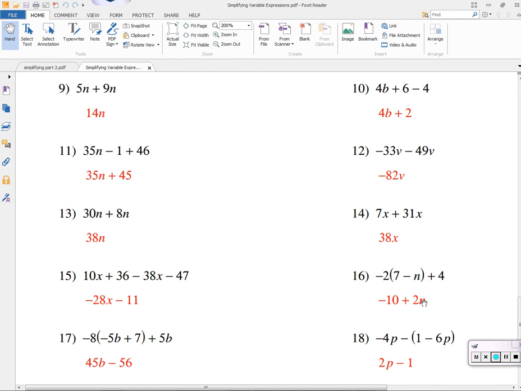You can see here that they've written the variable term second. It doesn't matter, it's the same thing. This would be the same as writing what? 2n plus negative 10? Or 2n minus 10? Good.